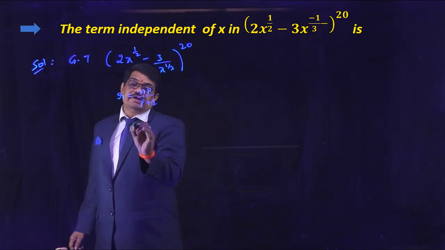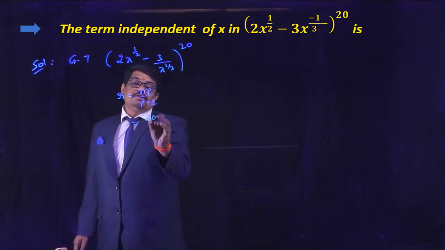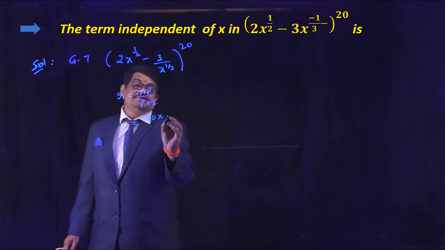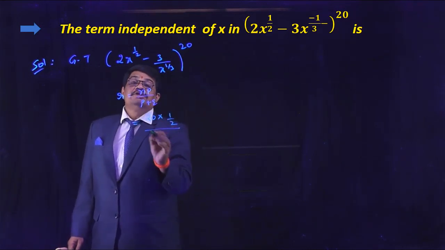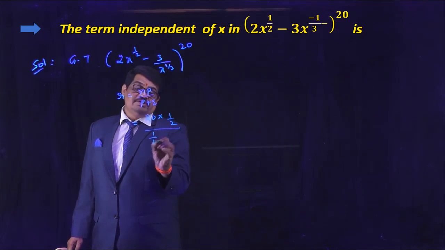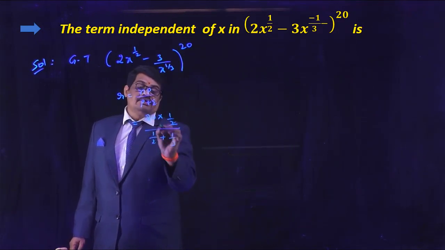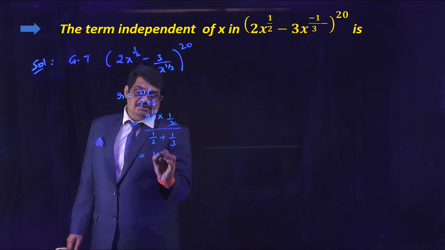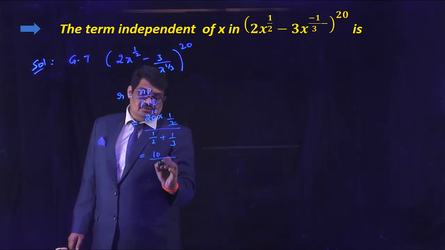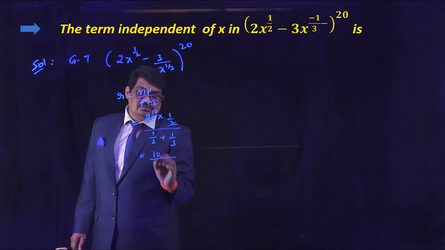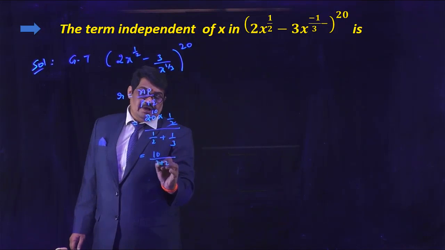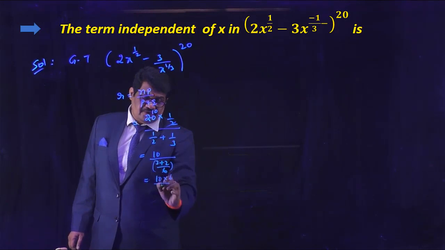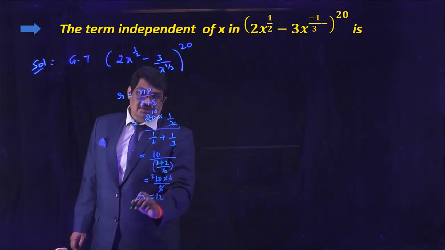So what is n here? n is equal to 20. And what is p? p is 1 by 2, and q is 1 by 3. That is 20 times 1 by 2 by p plus q. The LCM is 6, that is 3 plus 2 by 6. Here 10 into 6 by 5, 5 twos are 10. That is 12. So here r is equal to 12.